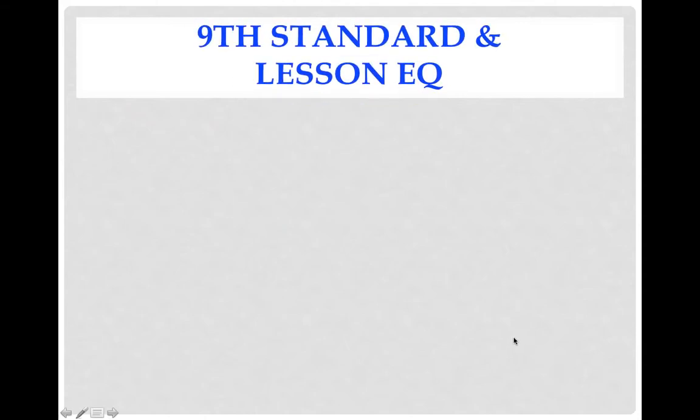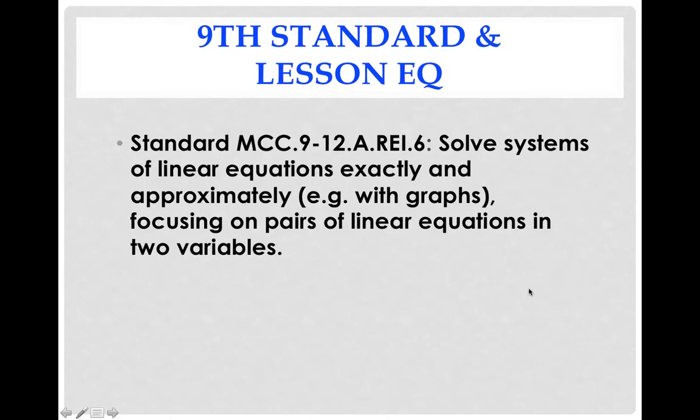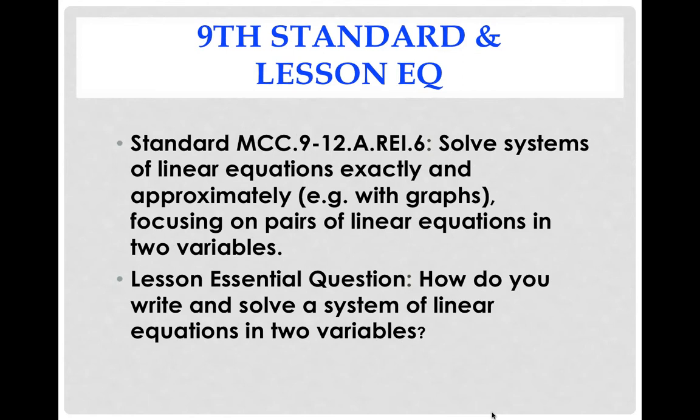All right, for the ninth grade standard, we're going to be looking at standard A.REI.6, which says solve systems of linear equations exactly and approximately, focusing on pairs of linear equations in two variables. This is the standard that is covered in Unit 2 in the coordinate algebra curriculum. So we should be either just finished with this standard or right around the time of starting it. The lesson essential question for this standard is, how do you write and solve a system of linear equations in two variables?